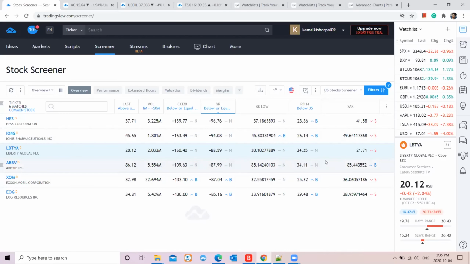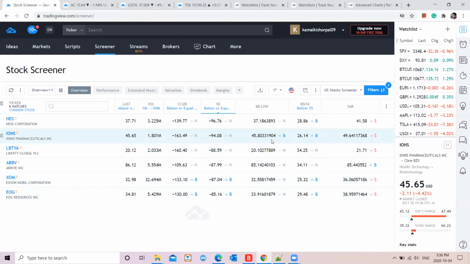One second. Where are you on price? 2012. Star is 21. And lower Bollinger Band is 2010. Now look at this: lower Bollinger Band and last close. Then look at ExxonMobil, lower Bollinger Band and last close. And look at Ions Pharmaceuticals, again lower Bollinger Band and last close.